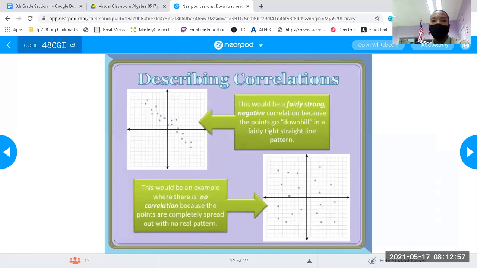Next one, these two, well, the one on the top, that one is negative, and it's fairly strong. They're not tight points, and they're not weak points. They're not spread out, but it's negative because it's going downhill. And then this one, there's no correlation. They got dots all over, man.